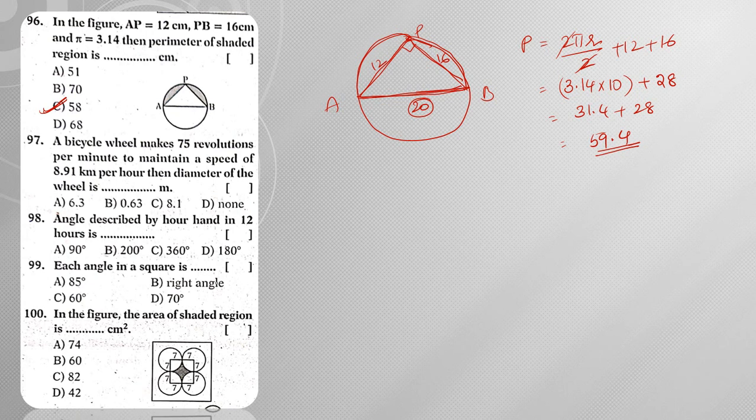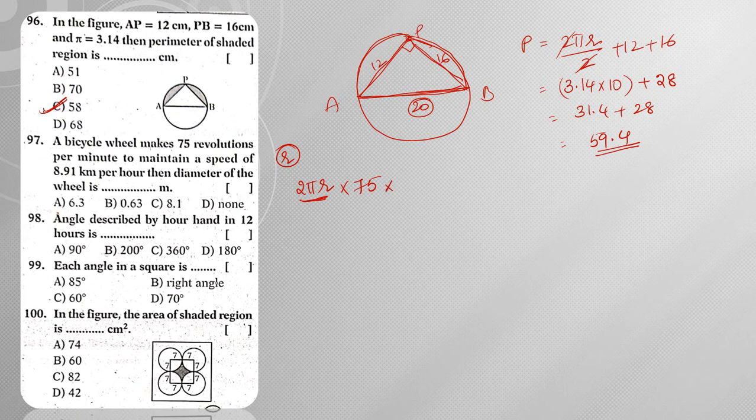Now we need to find out the diameter of the wheel. First of all, consider the radius of the wheel as r. For every revolution, it will cover its circumference. The circumference of the circle is given by 2 pi r. So for one revolution, it covers the distance 2 pi r. Then for 75 revolutions, it is 2 pi r into 75.